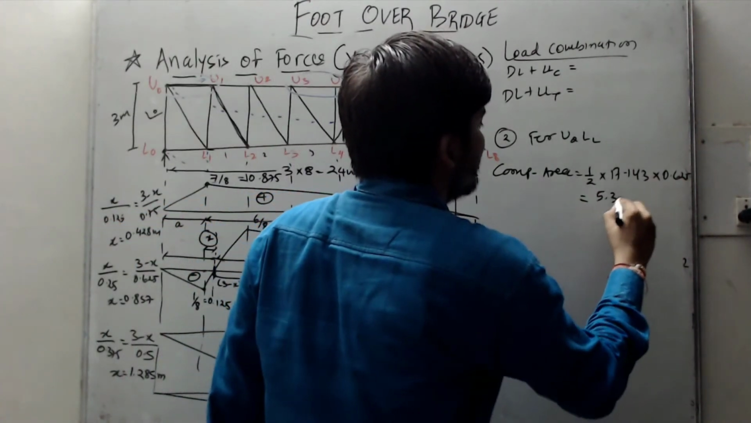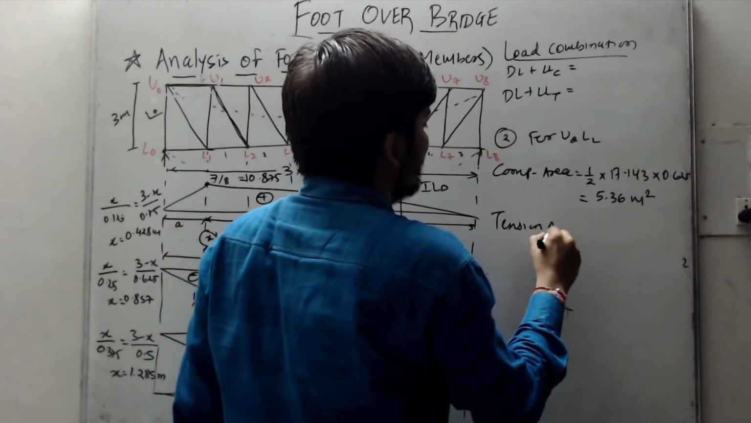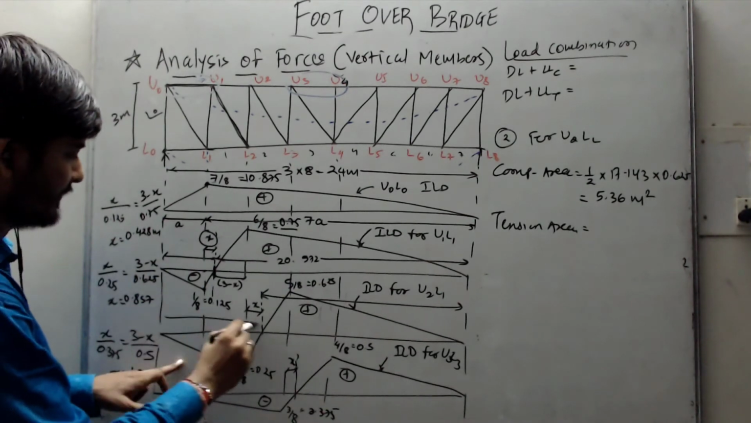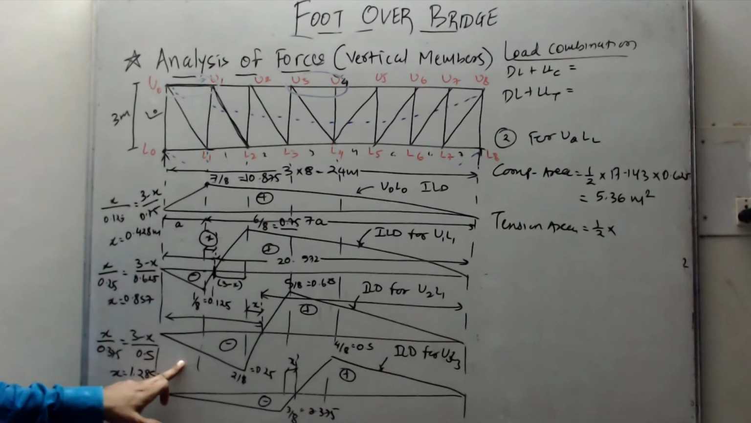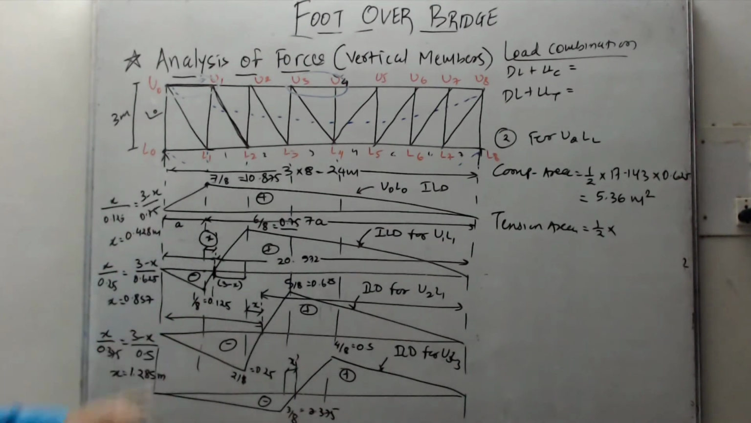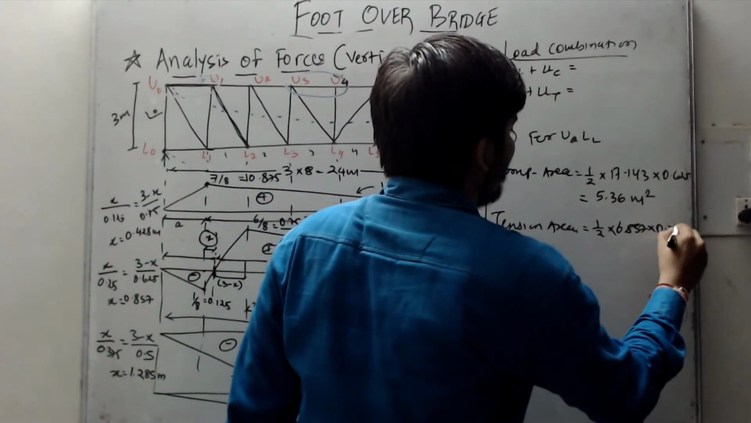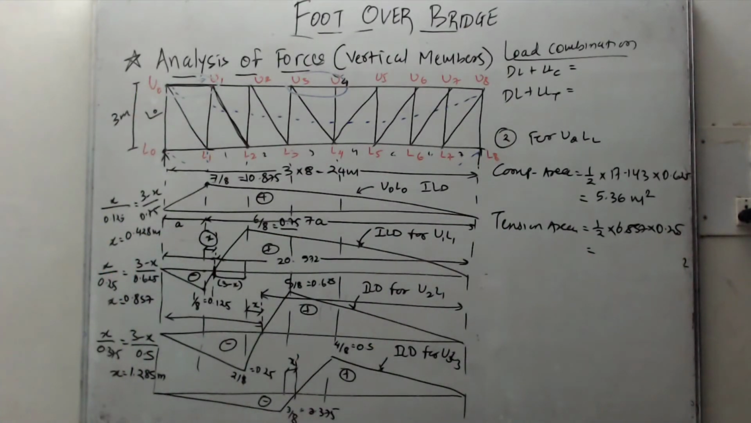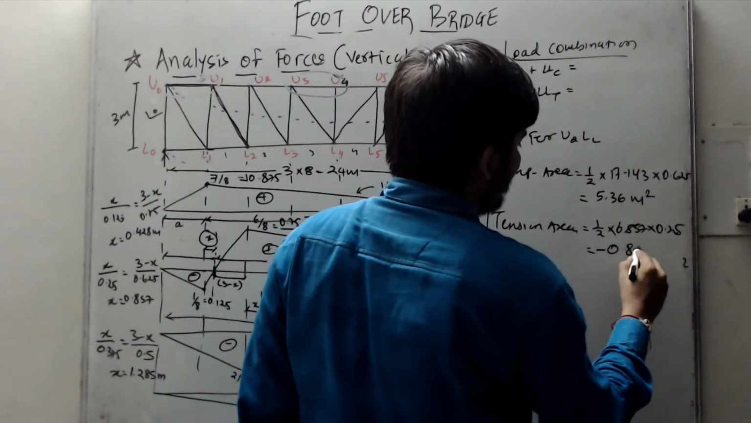5.36 meter square. Similarly, tension area for this triangle, now the bottom part will be my base. So 1/2 multiplied by 6.857, multiplied by 0.25. So this will give me my tension area as minus 0.86 meter square, minus because it is in tension, 0.86 meter square.